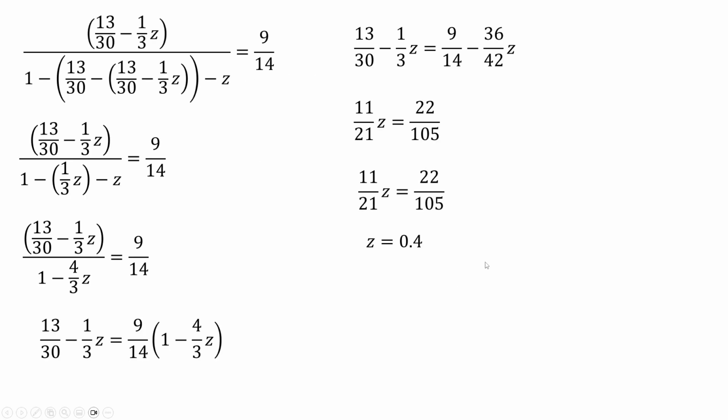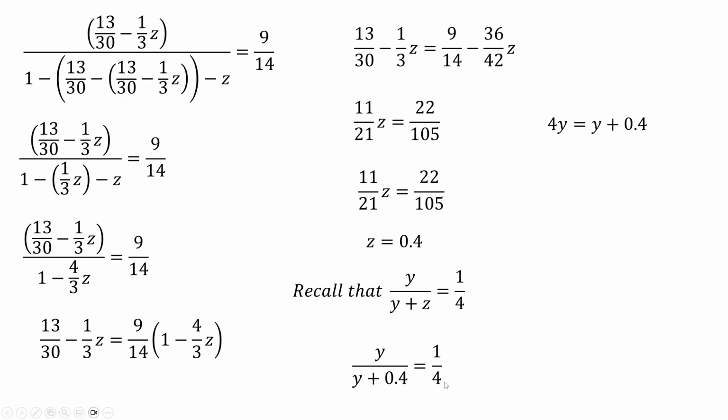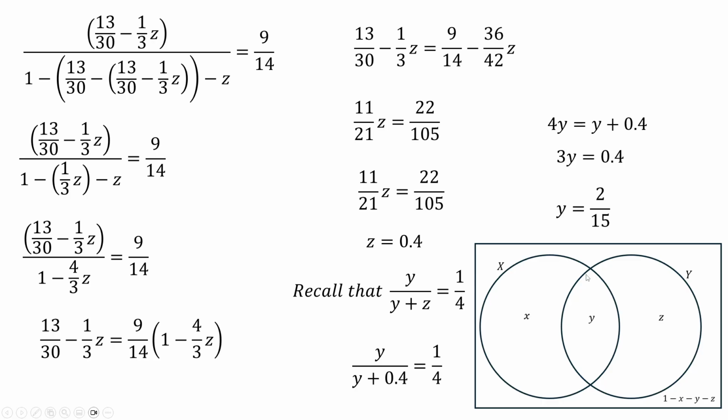And so we can plug this into here to get y over y plus 0.4 equals a quarter. If you just multiply by 4 on both sides and multiply by this on both sides, so you cross multiply, you get this. 3y equals 0.4, so y equals 2/15. And remember, we were looking for y because we wanted the intersection of x and y, so that was just lowercase y, and that's 2/15, so that is our answer.